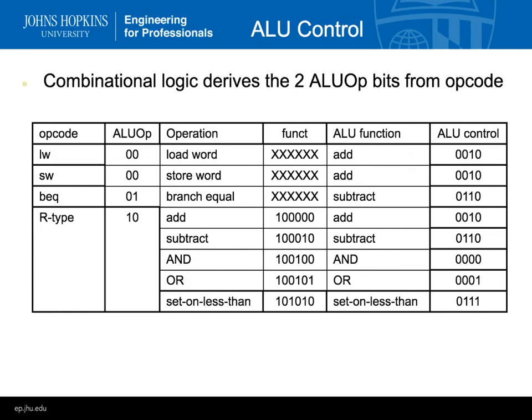So again, this is the same idea. If the opcode says it's a load word, so remember the opcode is the most significant bits. So if the opcode in these bits says it's a load word, ALU op is going to be 0. Those are the 2 bits into the ALU control unit.